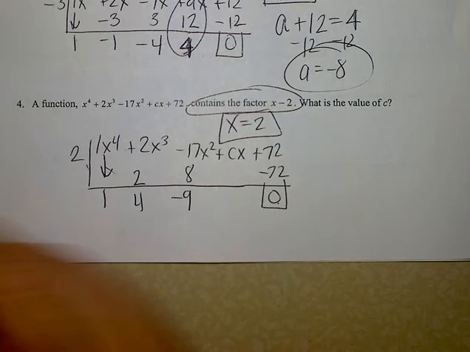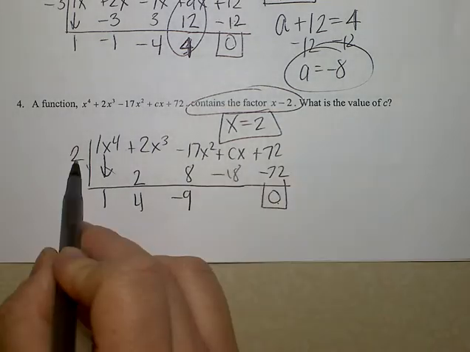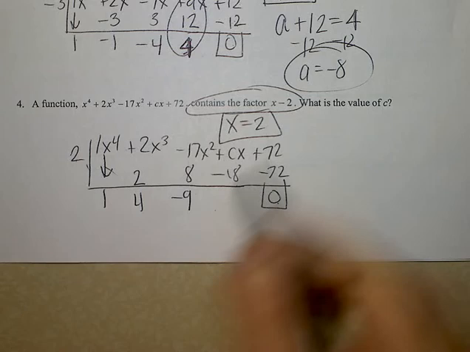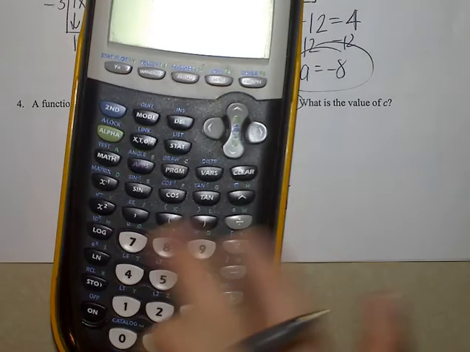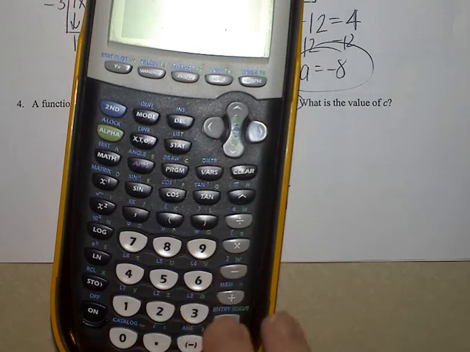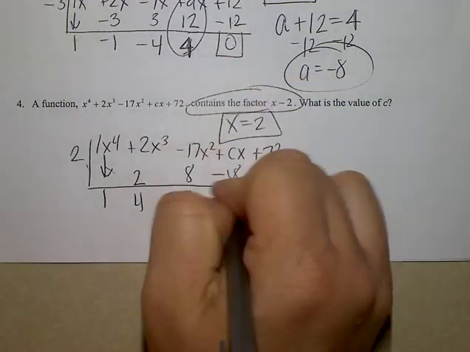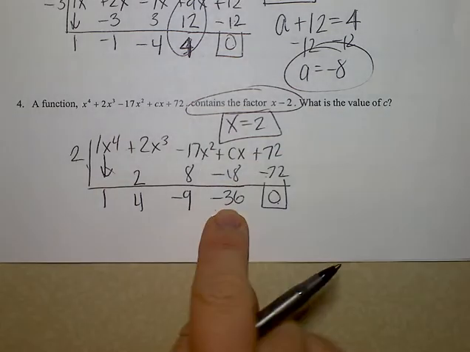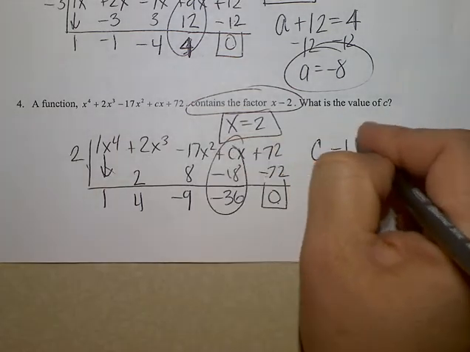Okay, so I'm going to multiply to get negative 18. What number times 2 will give us a negative 72? Well, if you grab the calculator and you take negative 72 divided by 2, you get an answer of negative 36. 2 times negative 36 is negative 72. I circle this. C minus 18 equals negative 36.